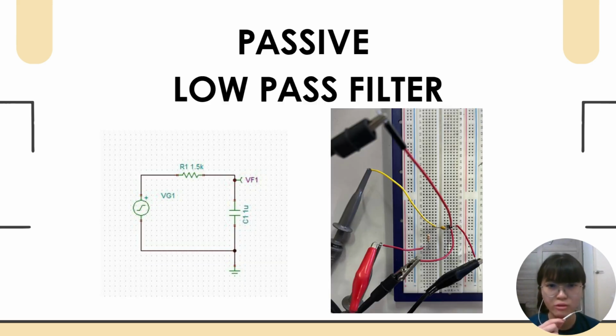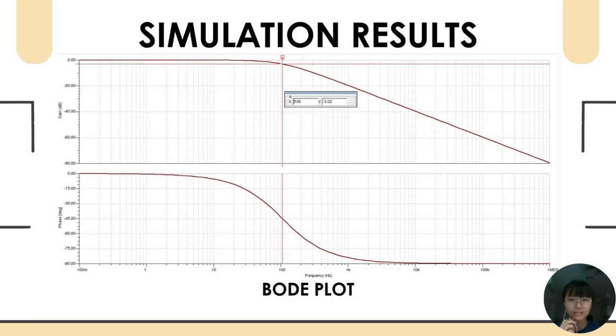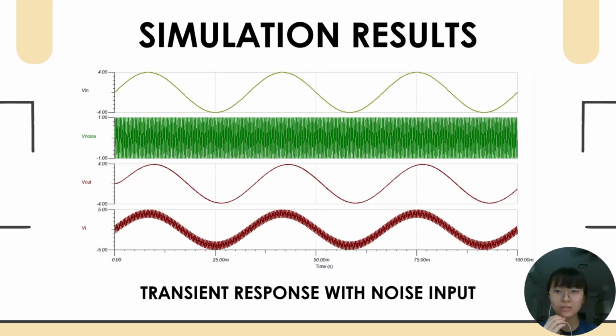Next is the passive low pass filter. So these are the schematic diagram and also the implementation photos. As the cutoff frequency is 106 Hz, from the simulation results, we can see that the gain at 106 Hz is -3 dB. Besides, we also insert another V-noise, which is the voltage with high frequency of 3 kHz compared to the V-in of 30 Hz. Vt is the summation of the V-noise and the V-in. From the V-out, we can see that the V-noise has been attenuated and leaves only the V-in.